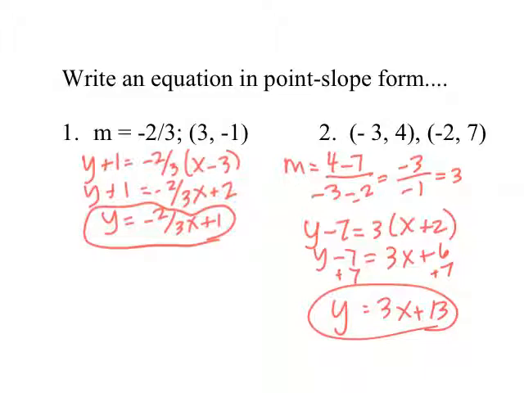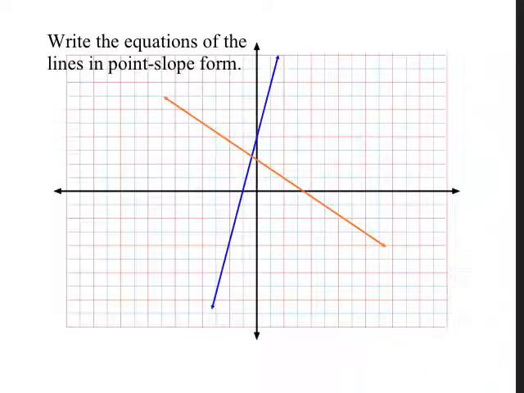And there are your answers. Now what we're going to do is write the equation of lines from a graph. And we can do this in point-slope form, or if it's easy enough, we can do it in slope-intercept form. So I'm going to start with the blue line. And notice this one, you can see the intercept right there. So that does make it significantly easier. And I just need to find out what my slope is, and then I can write my equation.